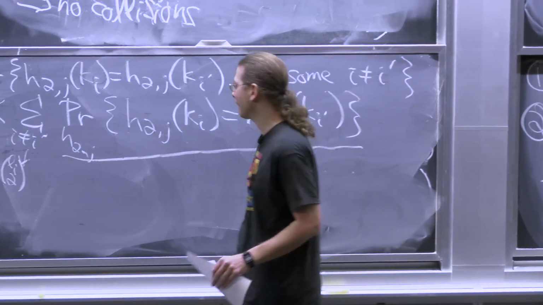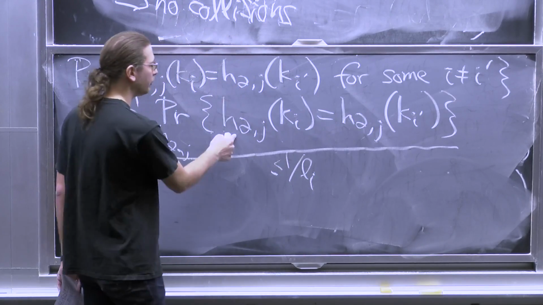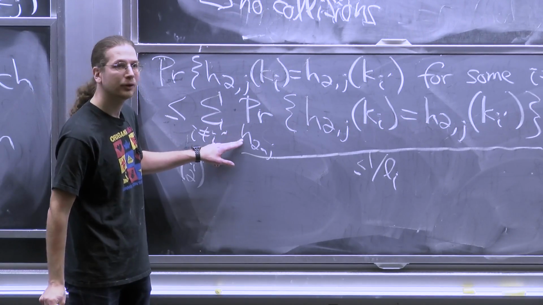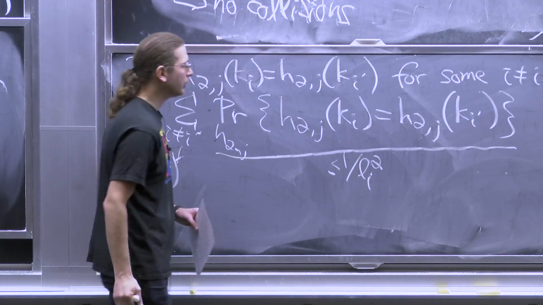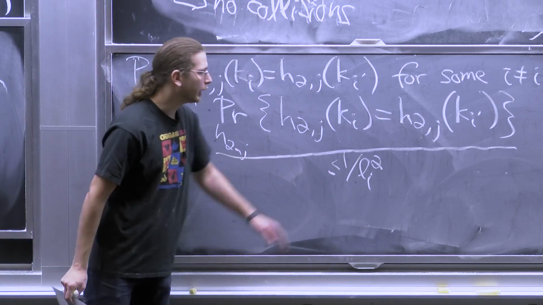One over Li, at most, because we're assuming h2j is a universal hash function. So the probability of choosing, sorry? Li squared, thank you. The size of the table. 1 over m, but m, in this case, the size of our table, is Li squared.